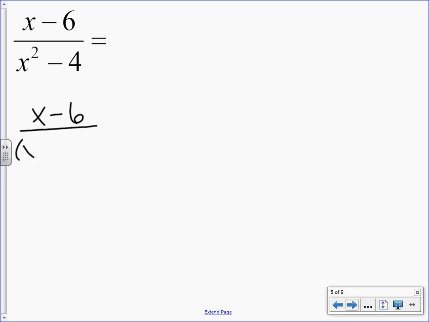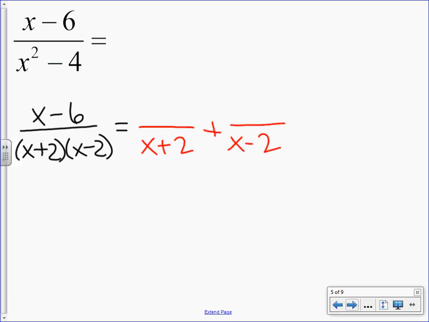So the first thing we have to do is factor our denominator. How many fractions are we going to add together? How many? 2. One with the denominator x plus 2, and one with the denominator x minus 2. Since these are linear factors, we're just going to put an A and a B, and we'll figure out what A and B are tomorrow.